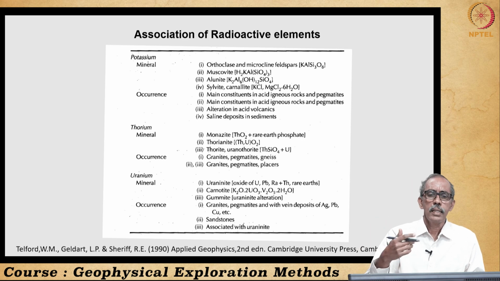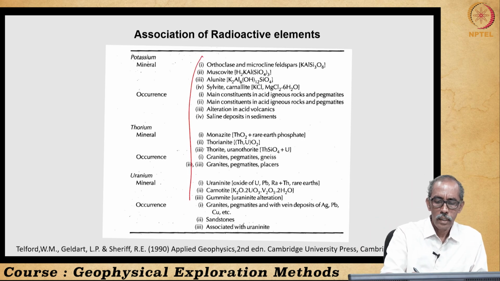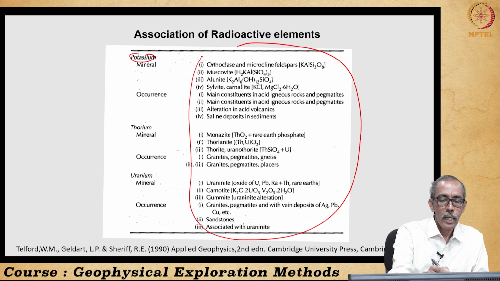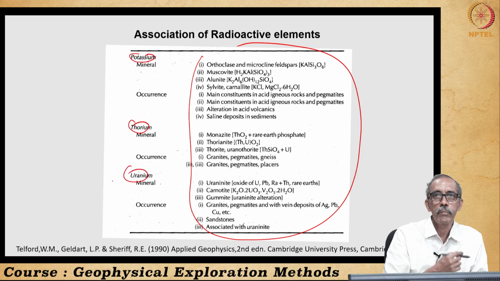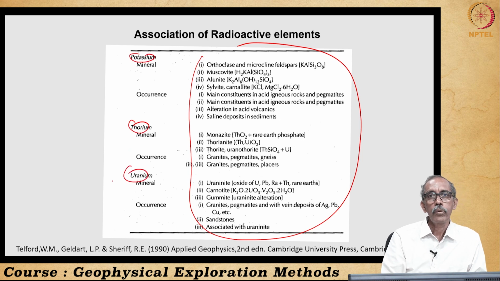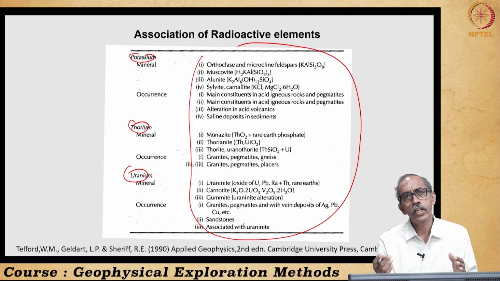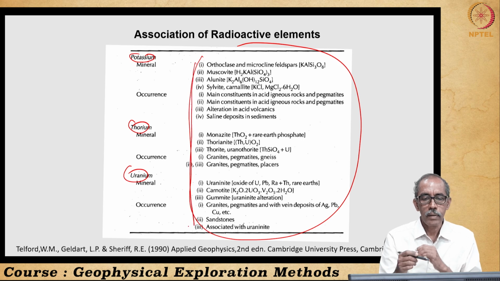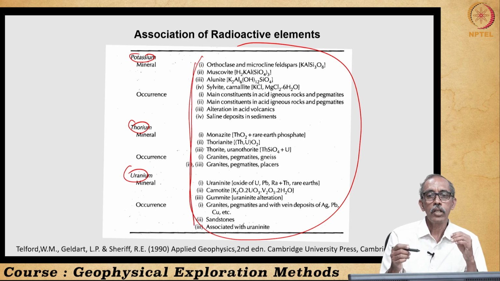There are several minerals, right? These are all the different minerals that contain the radioactive elements potassium, thorium and uranium, right? This slide I have put up to indicate how these radioactive elements are very commonly present below the surface of the earth. Why? Because they are present in all these minerals. These minerals are very common minerals.